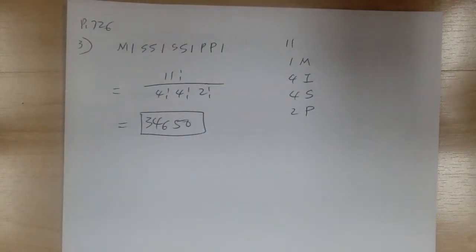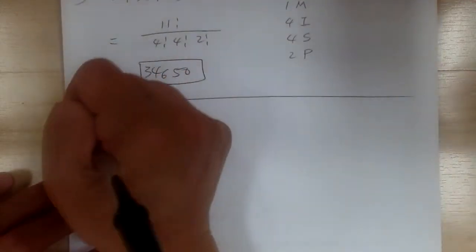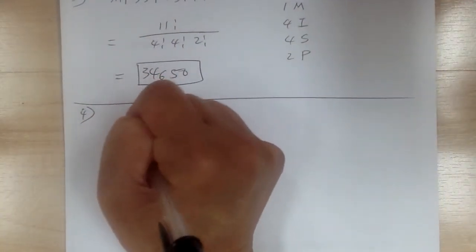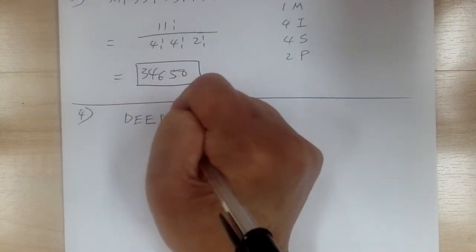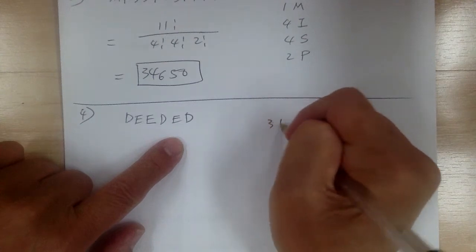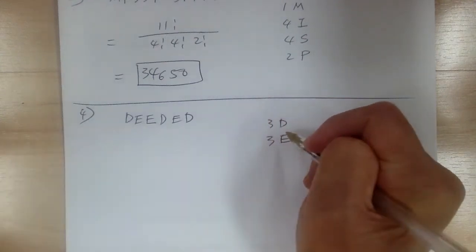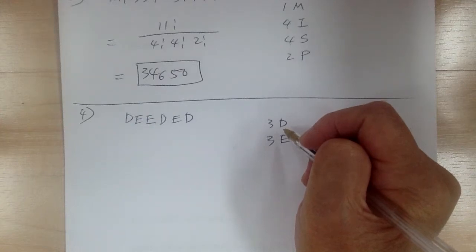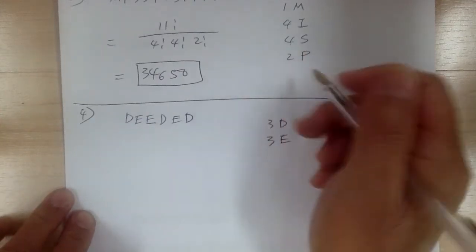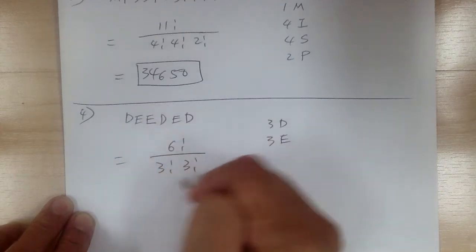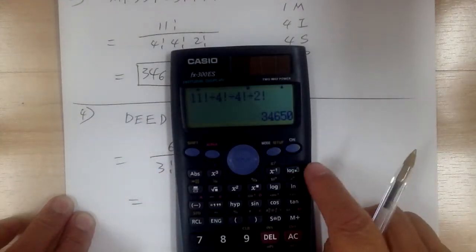Okay, let's go to the next one. Okay, number 4. You have the word deeded. Okay, so 1, 2, 3. So there are 3 D's and 3 E's, and they are total. Just double check and make sure you account for all the letters. Okay, so there are 6 letters. So this is equal to 6 factorial over 3 factorial, 3 factorial. Okay, so you can get your calculator.